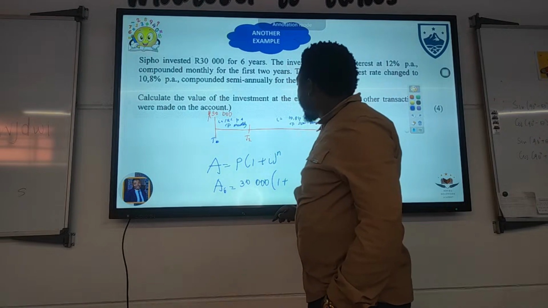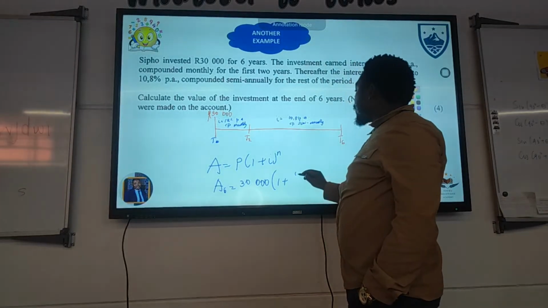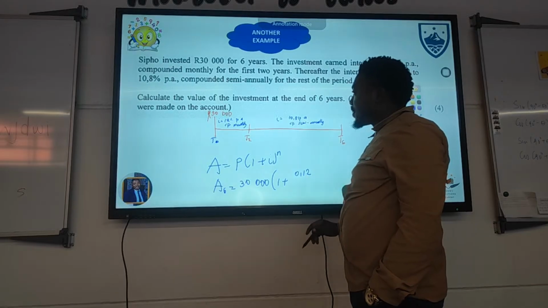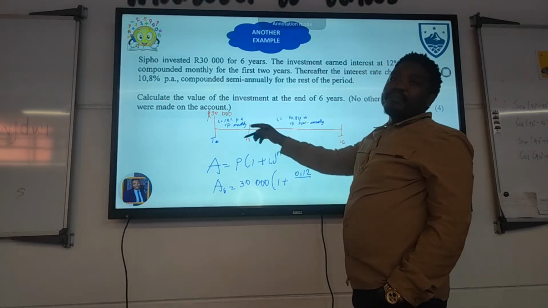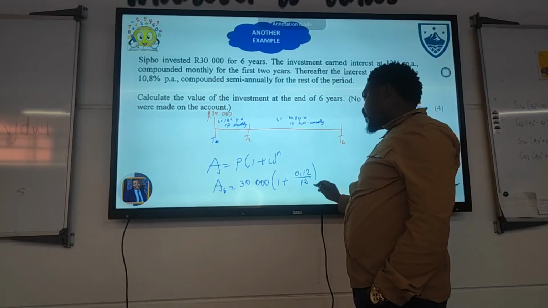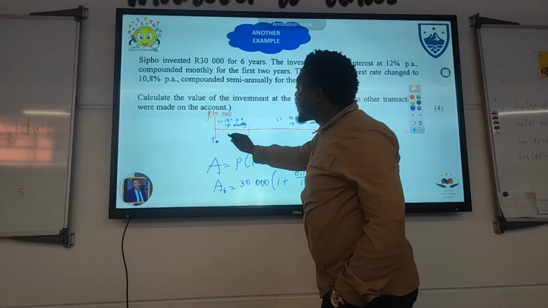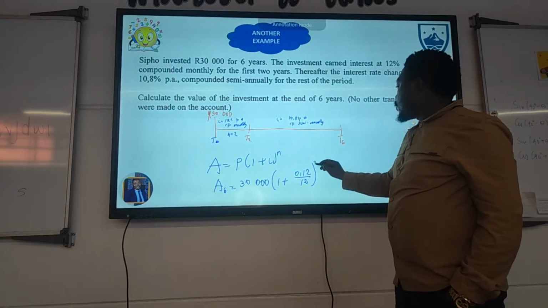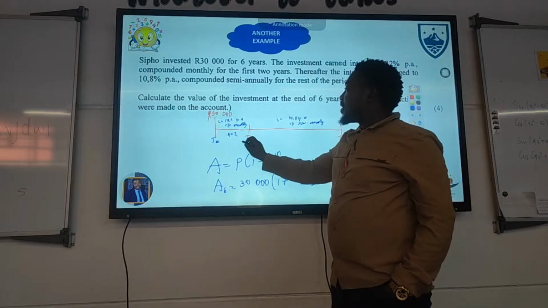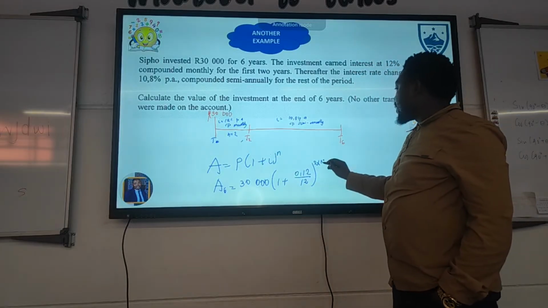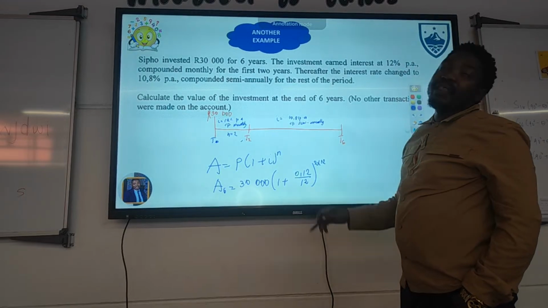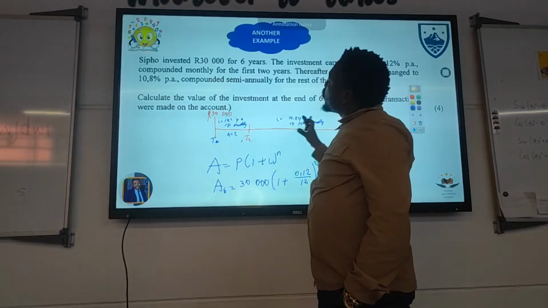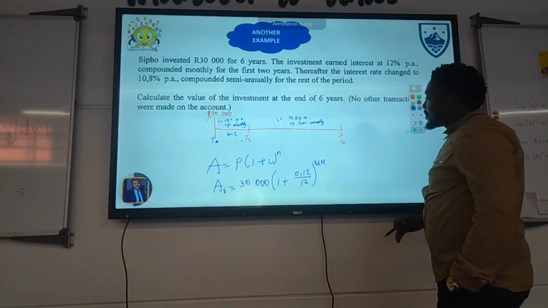1 plus the interest rate is actually 0.12 because it's 12%, and then remember it was compounded monthly, so we must divide it by 12. For how many years? The number of years is actually 2. But remember this is compounded monthly, so you must also multiply by 12. As soon as you divide by 12, remember the number of years must also be multiplied by 12. Hence, I want your timelines to always be in number of years.